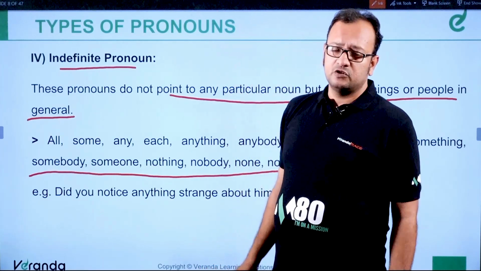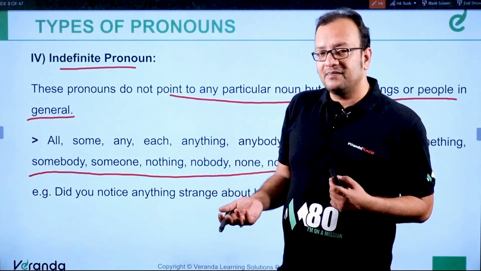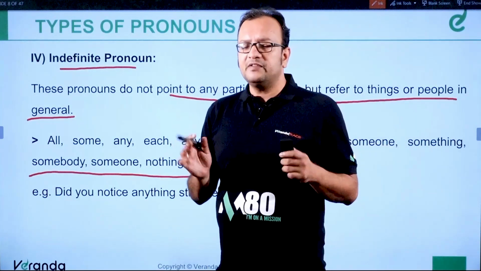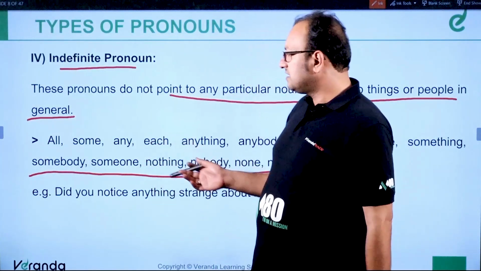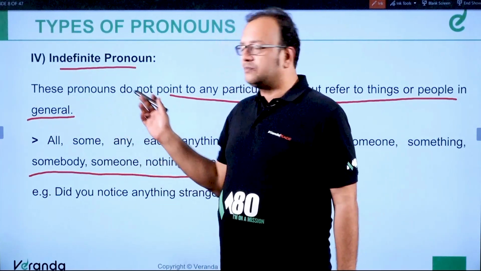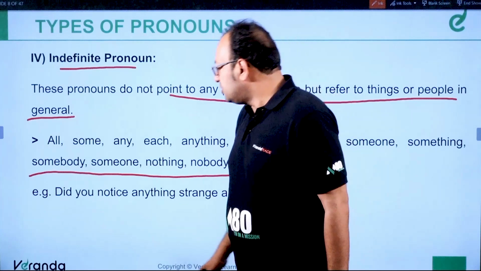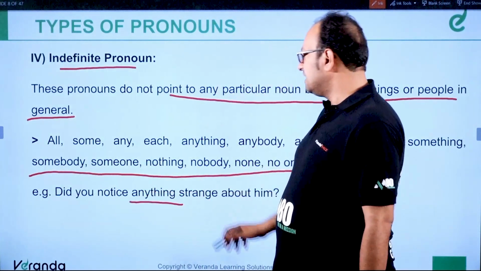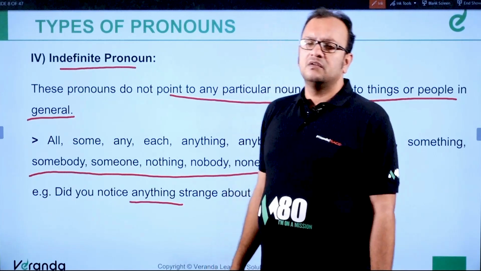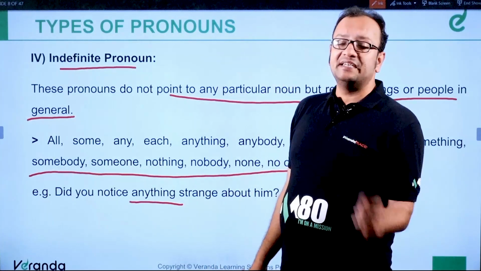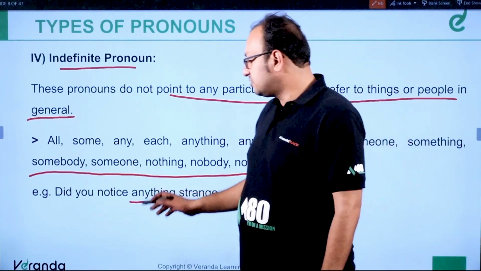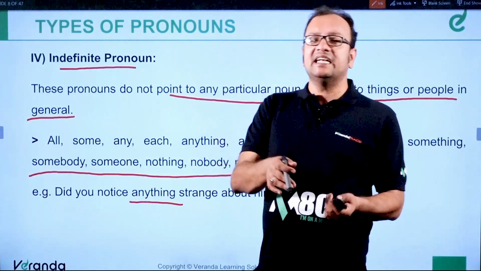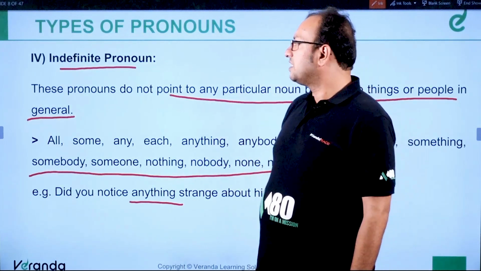Some people. This is an adjective. Some of them. Some is an indefinite pronoun. Some of them means we don't know who exactly. So these are known as indefinite pronouns. Clear? Did you notice anything strange about him? Anything. It's a pronoun which is used for a particular entity of the noun, and it's used for anything. So it's an indefinite pronoun. We are not defining the entity. Clear? Moving ahead.